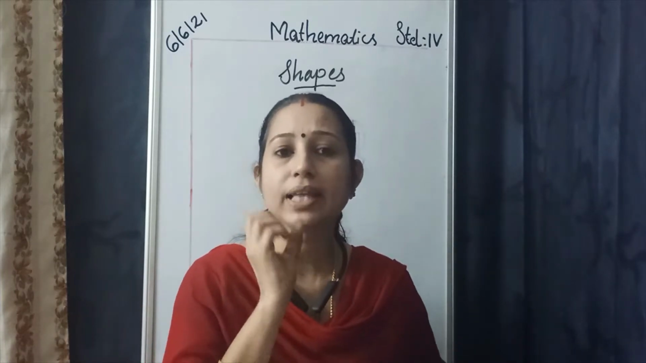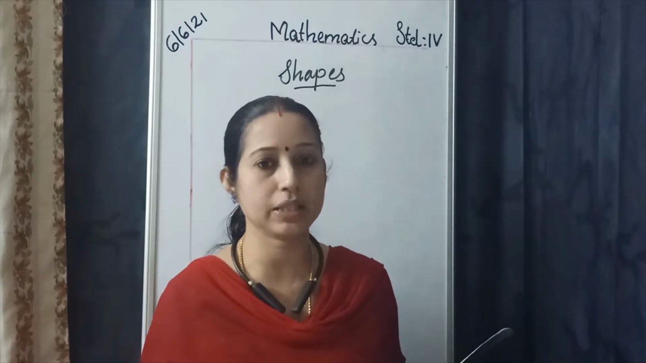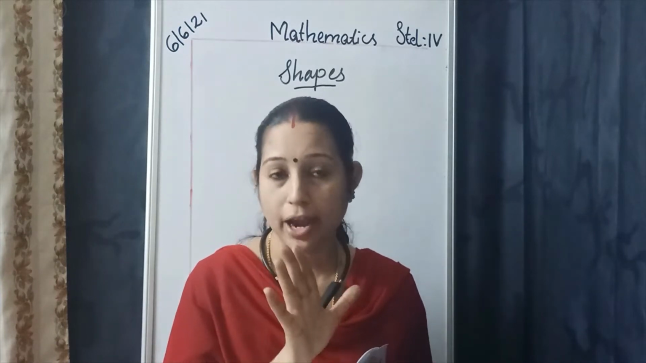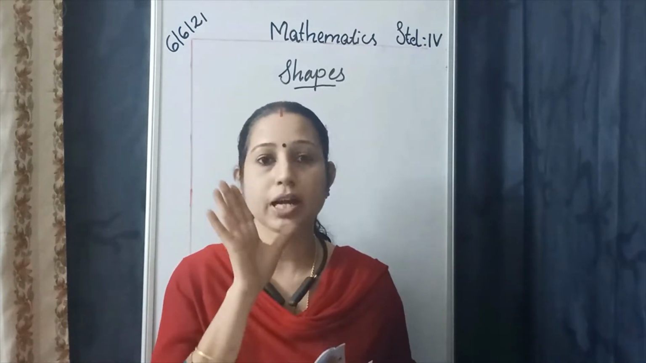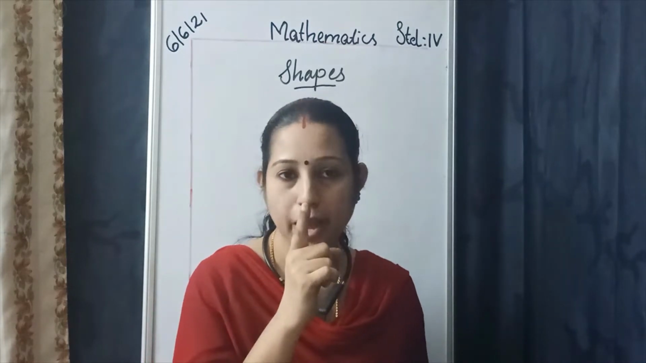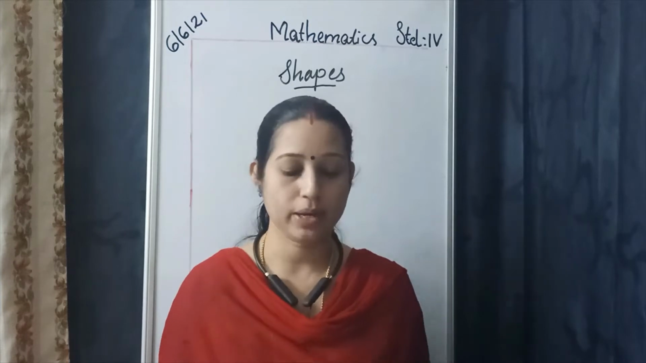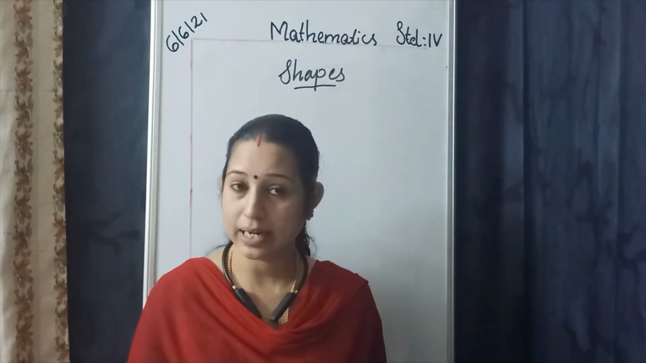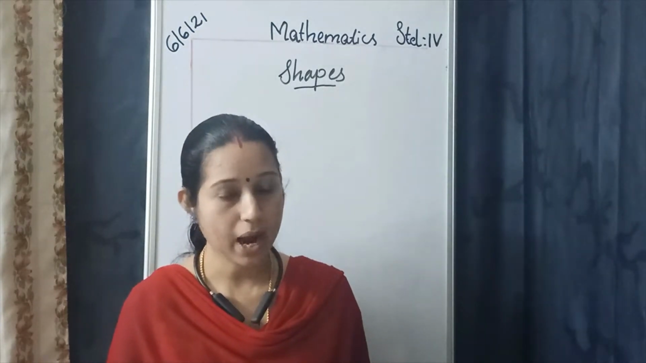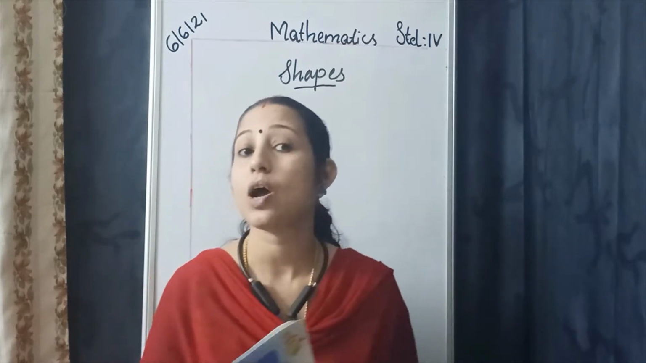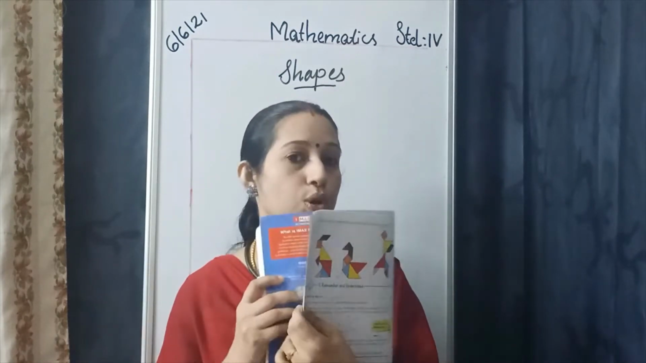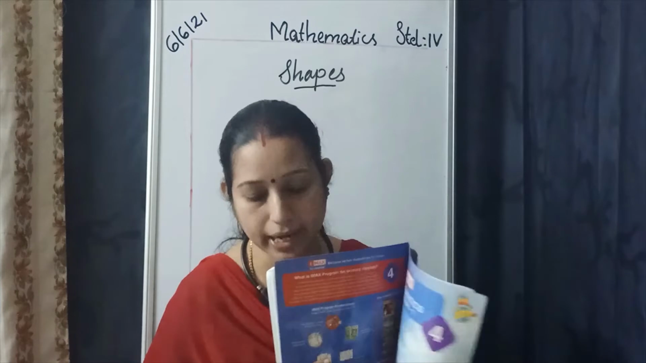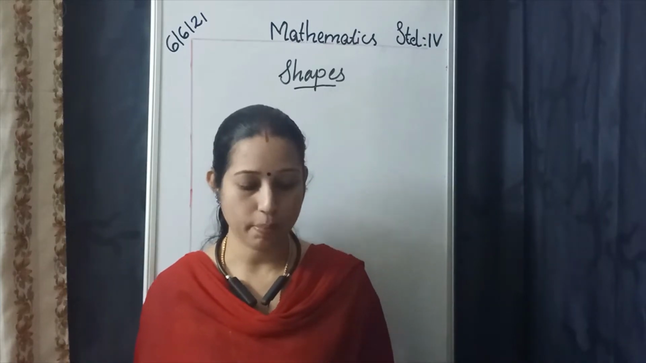So what are the shapes? There are 7 shapes. In a 7-piece tangram, there are 5 triangles, 1 parallelogram and 1 square. Those are the shapes in this tangram set: 5 triangles, 1 parallelogram and a square. Different examples are given, just to understand what a tangram is. Okay, that's all in that topic, tangram.